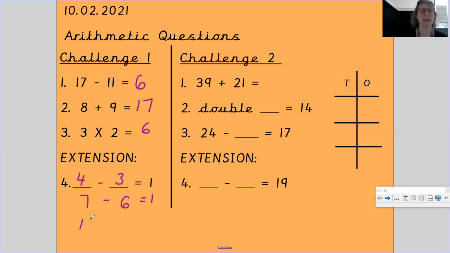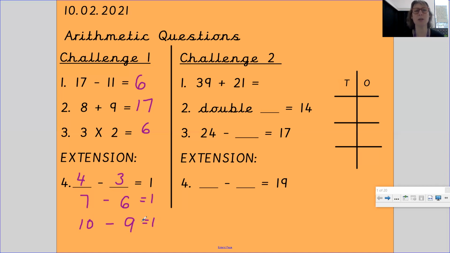Here's my 10. And let's do 10. 10 take away something equals 1. So there's my 10. That's the one I want left. So I've got to do 1, 2, 3, 4, 5, 6, 7, 8, 9. And there are lots of other answers I could have had. Thousands and thousands of other answers I could have had. And you can put those on Tapestry and I'll have a look at them.